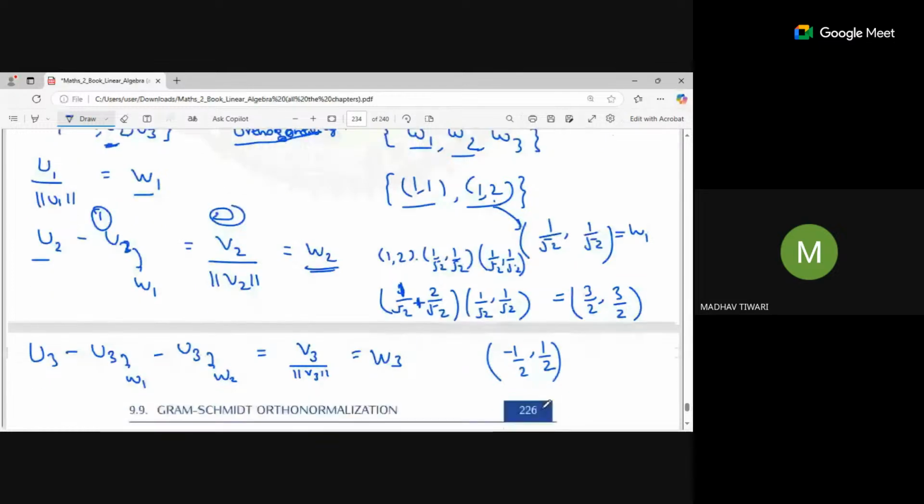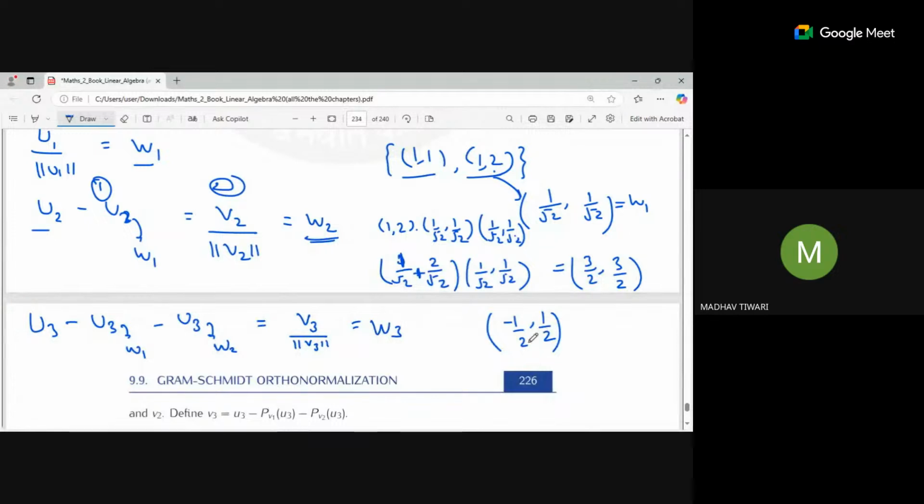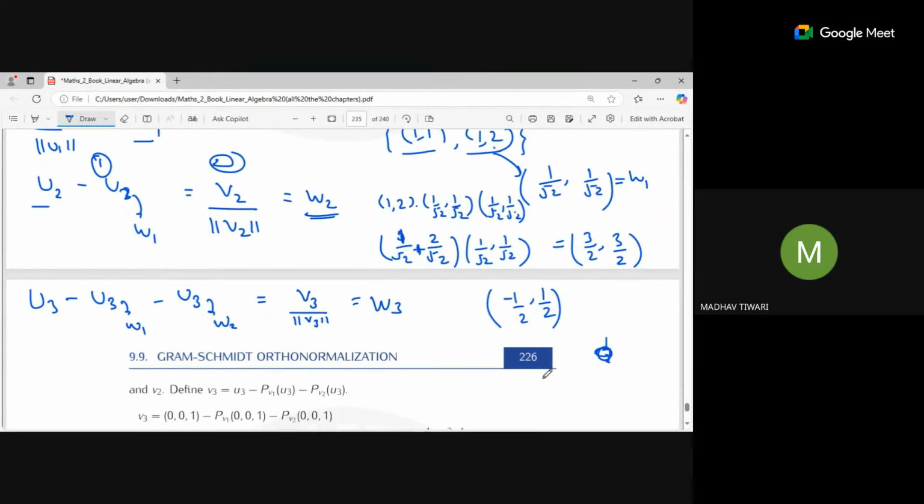Okay, so it has some norm. Let's check what its norm will be, and I will divide by it as well. Its norm will be the square root of 1 by 2 squared plus 1 by 2 squared, so 1 by 4 plus 1 by 4, which is 1 by 2. So its norm is 1 by root 2 actually. Dividing by 1 by root 2 means multiplying by root 2, so it will be minus 1 by root 2 and 1 by root 2. Now you can see both W1 and W2 are orthonormal. Their length is 1 and they are perpendicular to one another, because we are using the dot product, so I can say they are perpendicular.